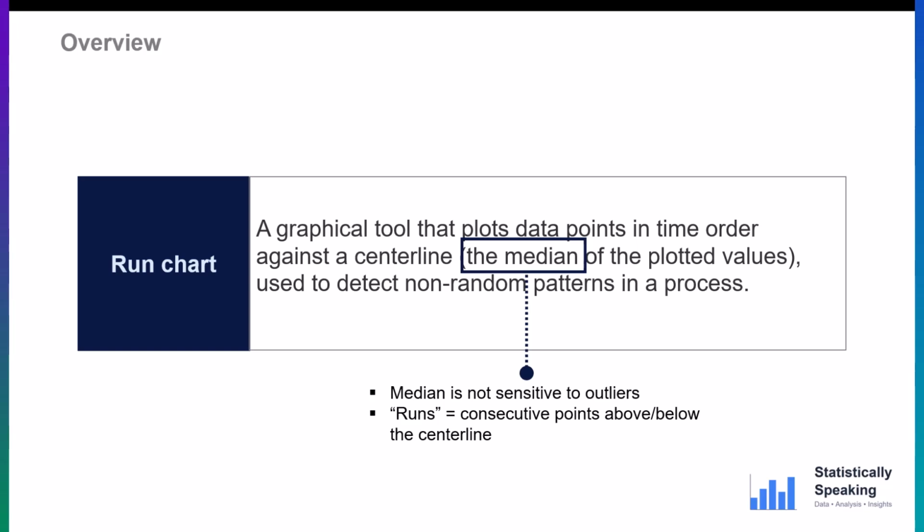And by the way, that's also where the run in the run chart comes from. Runs are simply the consecutive points above or below the center line.